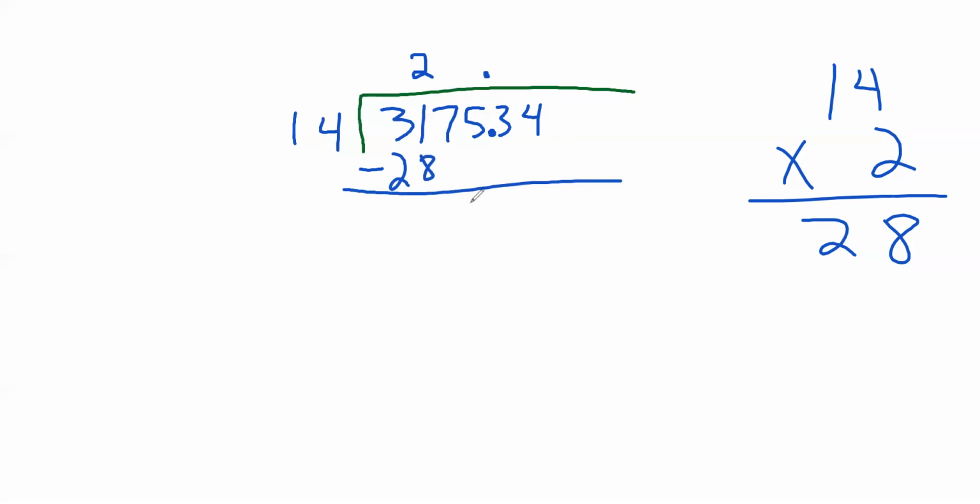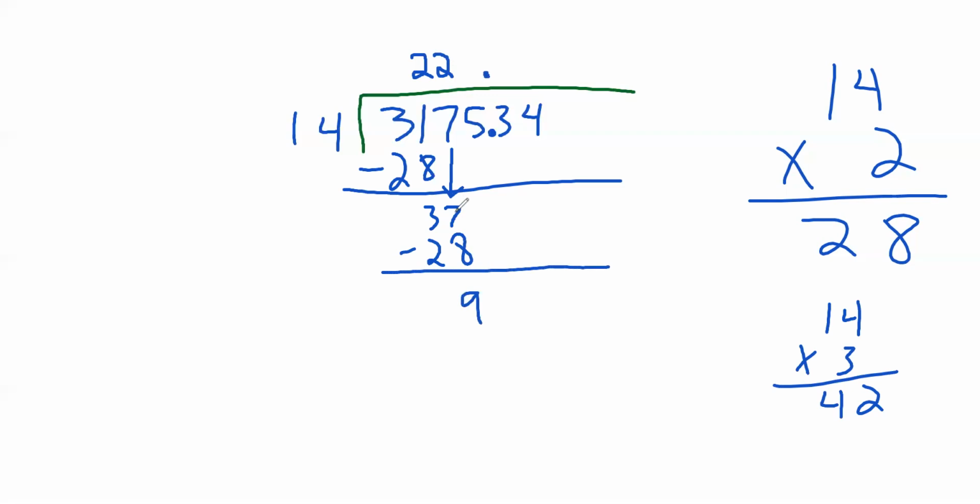31 minus 28. I'll just give you 3. Bring down the 7. How many times will 14 go into 37? Again, only twice. If you try to do 14 times 3, you're going to end up with 42 if you do that multiplication, and that's going over. So it's going to be twice. You're going to get 9. Bring down the 5.